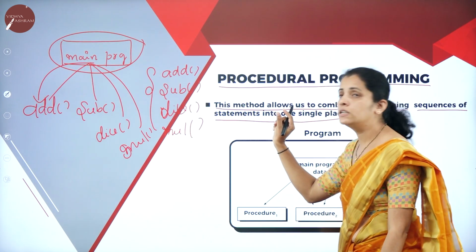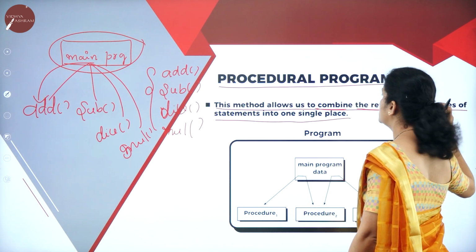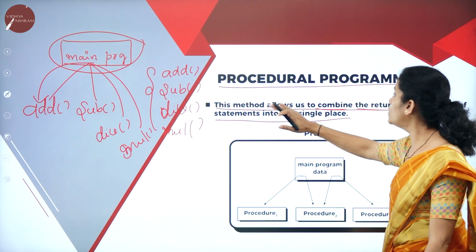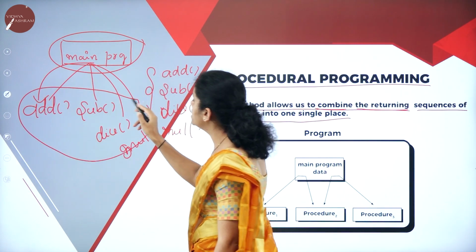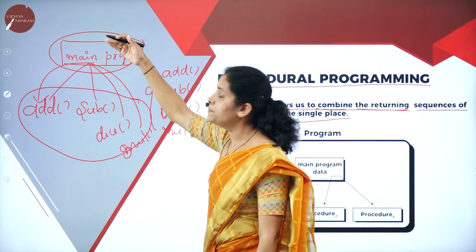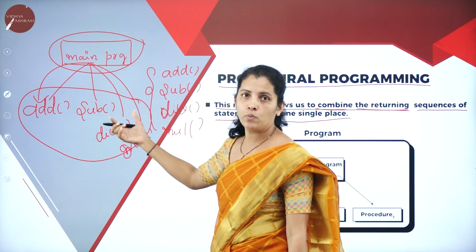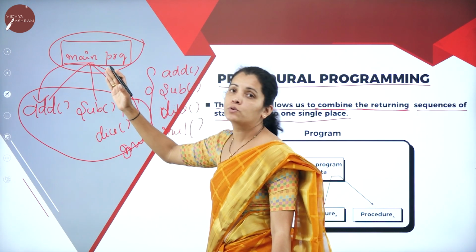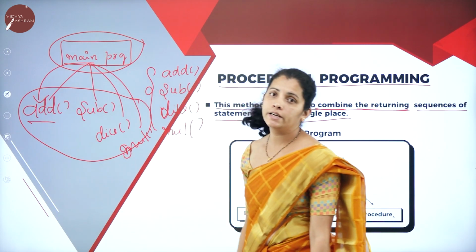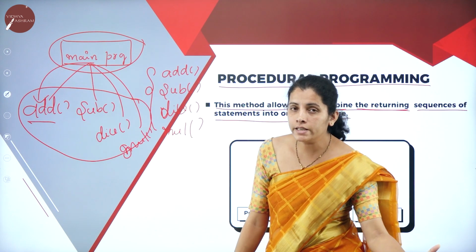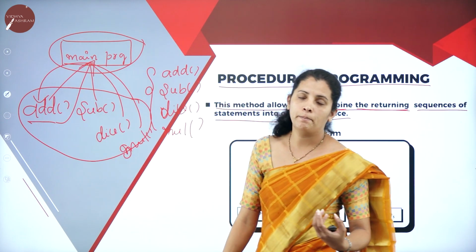So this is the method that allows us to combine the returning sequence of methods into one single place. These are the returning sequence. That means in my main program, I'm going to call these procedures one by one. When that particular procedure is encountered, the control is transferred into that procedure. It completes the execution, and once again the control is transferred back to the main program.